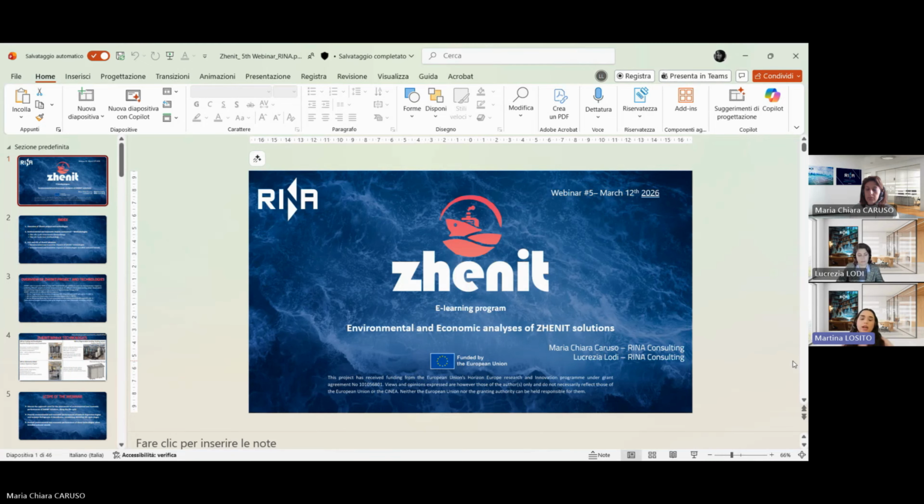The scope of the webinar is first of all to discuss the approach that we use to evaluate the environmental and economic performances of the ZHENIT solutions along the life cycle, and then to present some results of the environmental and economic performances, looking at 2 out of 4 technologies, which are the isobaric expansion engine and the sorption refrigerator and desalinator, considering the life cycle stages identified within the project. And then we will look also at the performances not only at the technology level, but also when they are installed on board vessels.